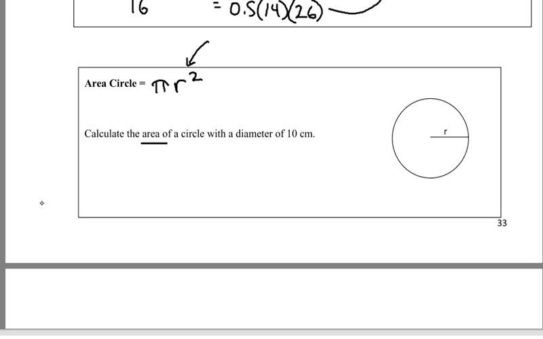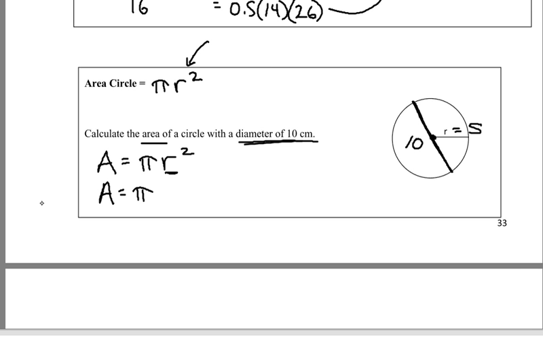So we want the area of a circle, pi r squared. But the diameter is given as 10. We have to be careful with our labeling, because remember, the diameter is all the way across, but our formula uses the radius. The radius is half a diameter, so our radius is 5. Make sure you know what you're dealing with.